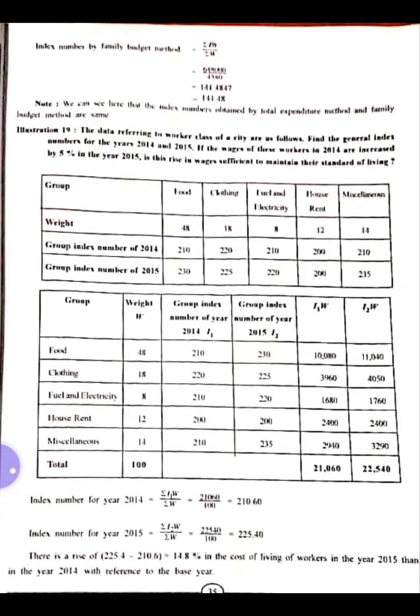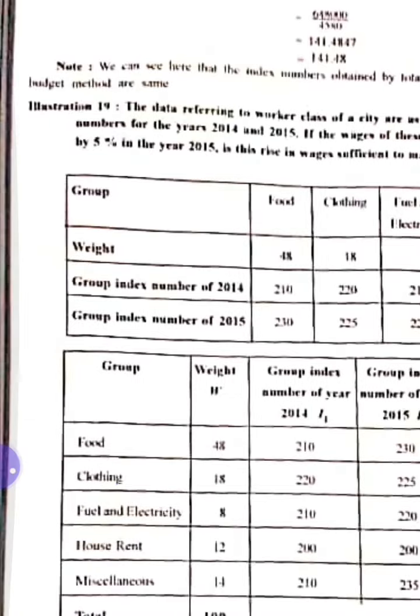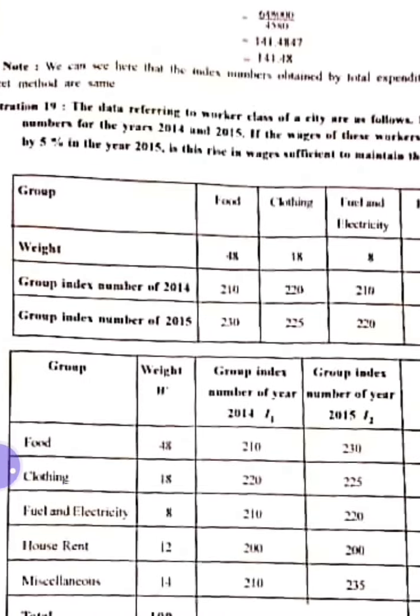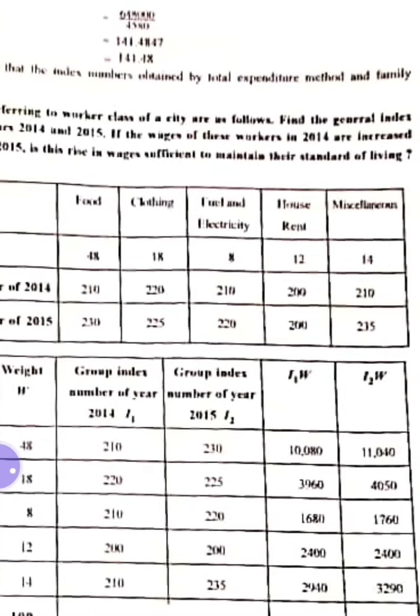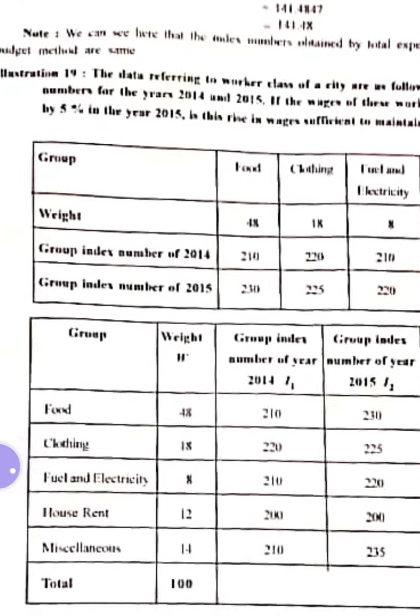In the question they have given us the groups: food, clothing, fuel and electricity, then house rent and miscellaneous.